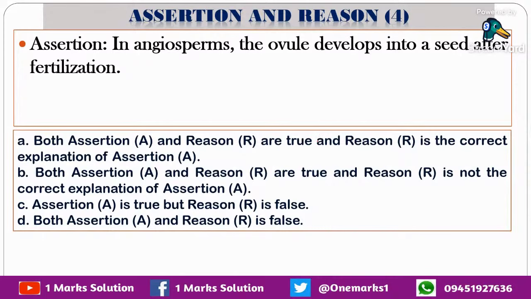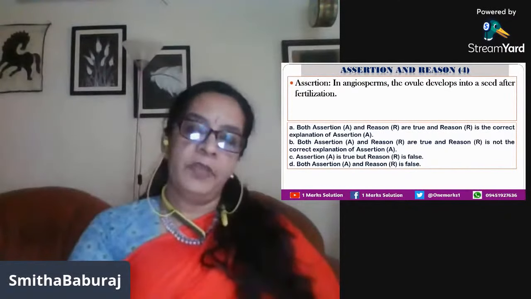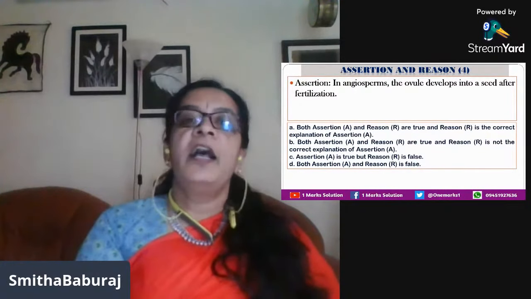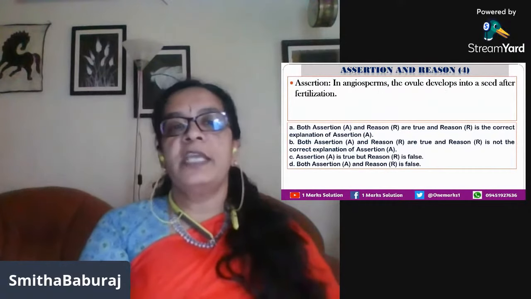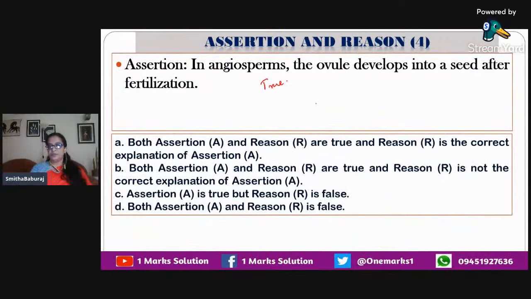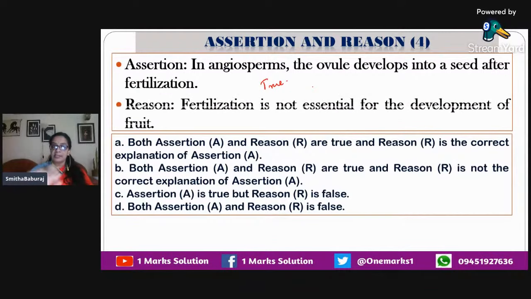Okay. Now let us see the fourth question of the same chapter. First statement, assertion: in angiosperms, the ovule develops into a seed after fertilization. Very correct, isn't it? It is the ovule which develops into seed after fertilization. So the first statement is true. Now let us see what the reason says. Reason says fertilization is not essential for the development of fruit. Is this correct? Generally fruits are formed after fertilization, but fertilization is not essential. Fruits can be formed without fertilization also.